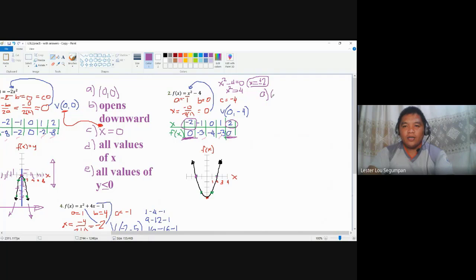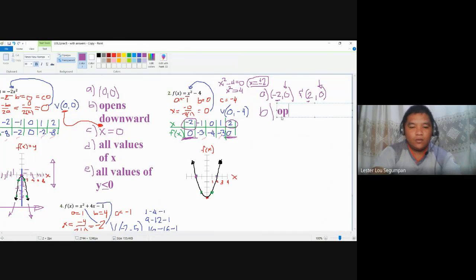So our intercepts are the points (-2, 0) and (2, 0). These are the values which can make our function equal to 0. Next, for letter B, as you can see, it's very obvious. It opens up wide.